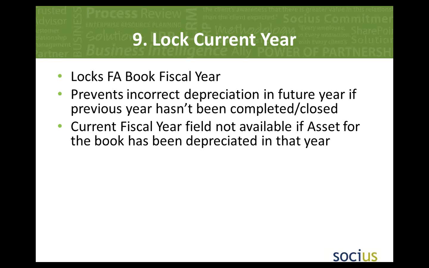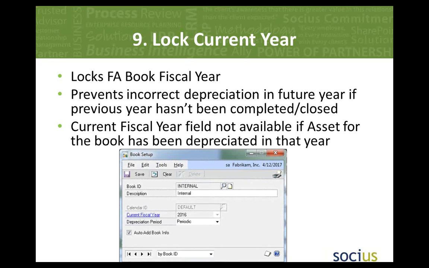And the way it works is the current fiscal year field within the book setup window. Once you have depreciated an asset within that fixed asset year, this field becomes gray and you're not able to change it. So that helps maintain accuracy in your depreciation records from year to year.